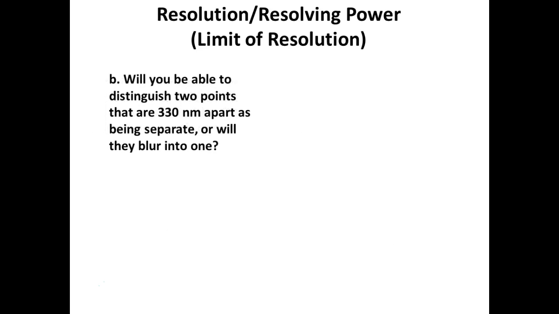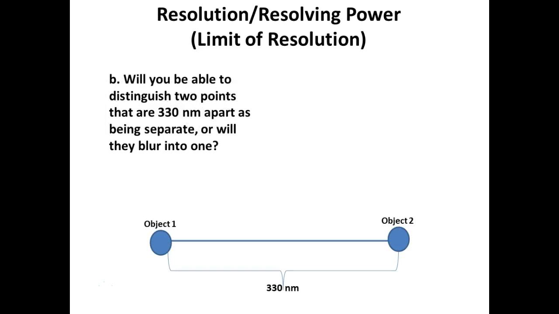So in this case, 330, are we going to see them? No, they're too close. They're less than 347. They're going to blur together.